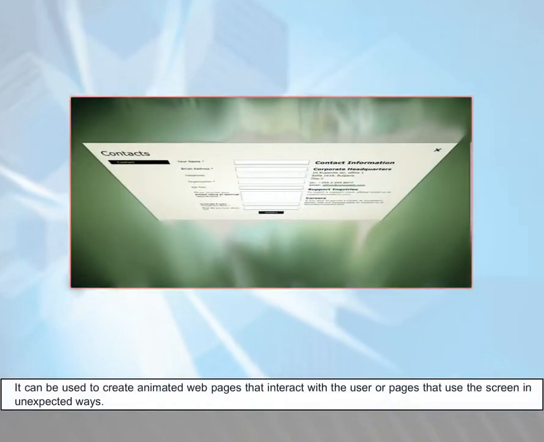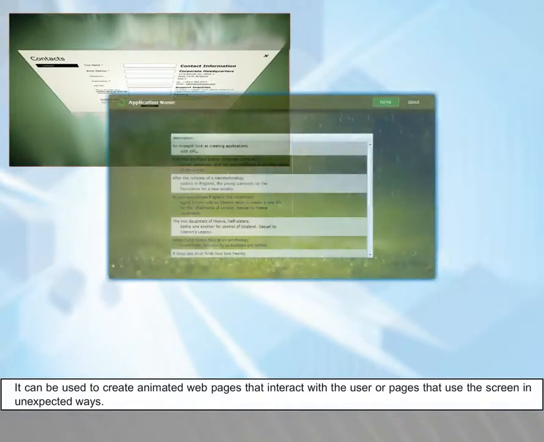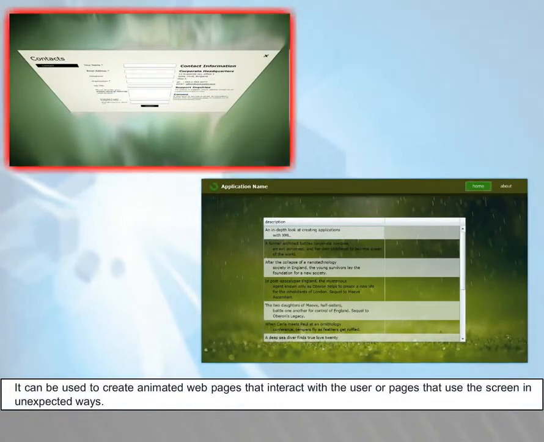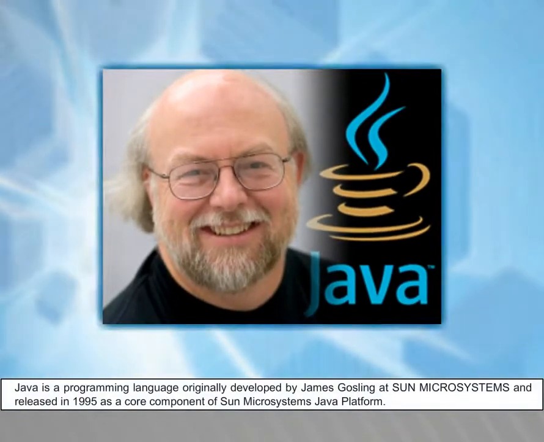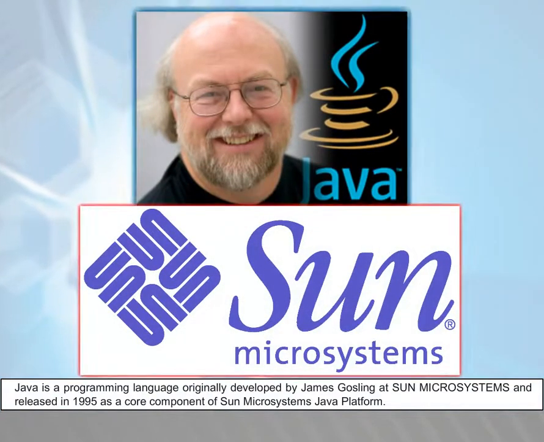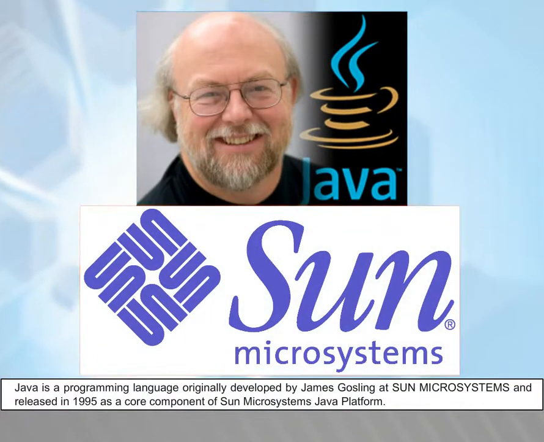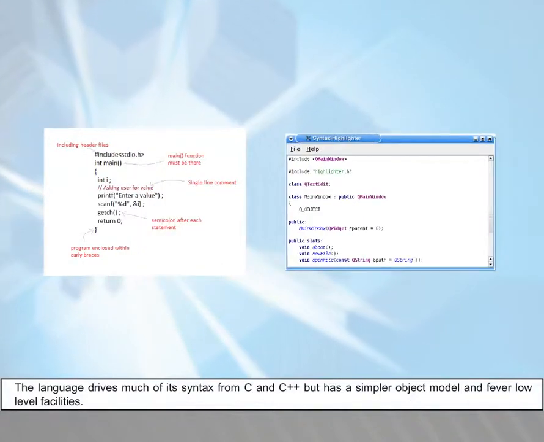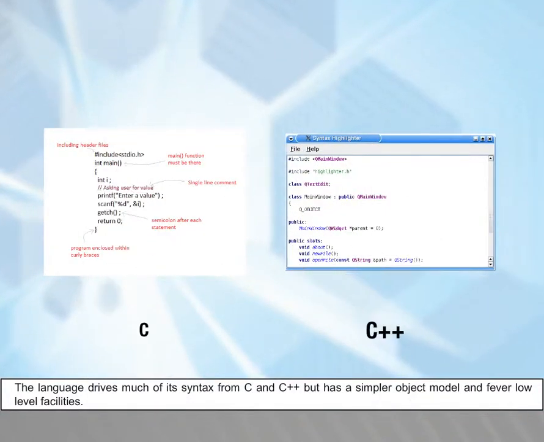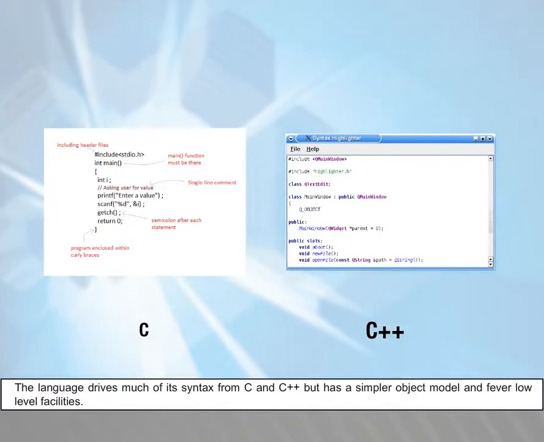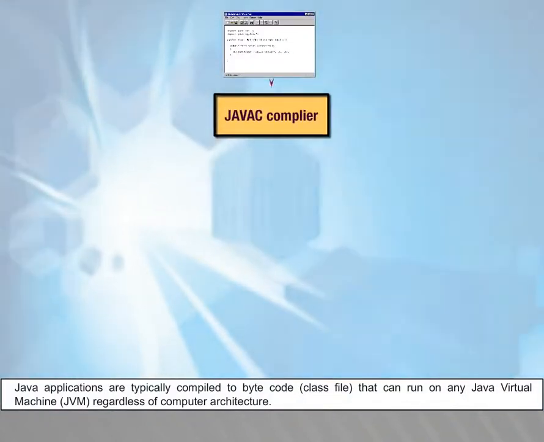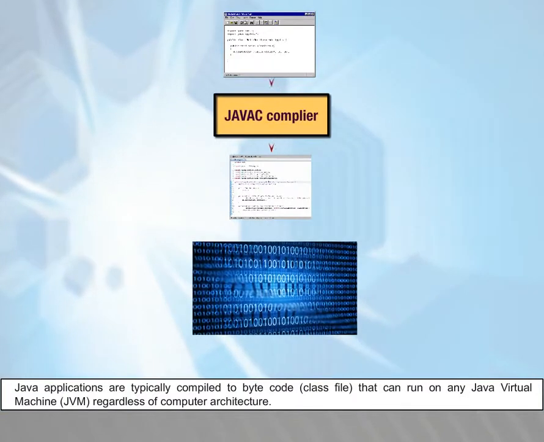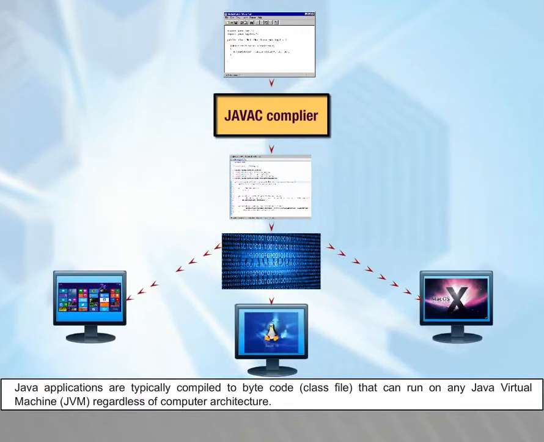It can be used to create animated web pages that interact with the user or pages that use the screen in unexpected ways. Java is a programming language originally developed by James Gosling at Sun Microsystems and released in 1995 as a core component of Sun Microsystems' Java platform. The language derives much of its syntax from C and C++, but has a simpler object model and fewer low-level facilities. Java applications are typically compiled to bytecode, that is, a class file, that can run on any Java virtual machine (JVM), regardless of computer architecture.